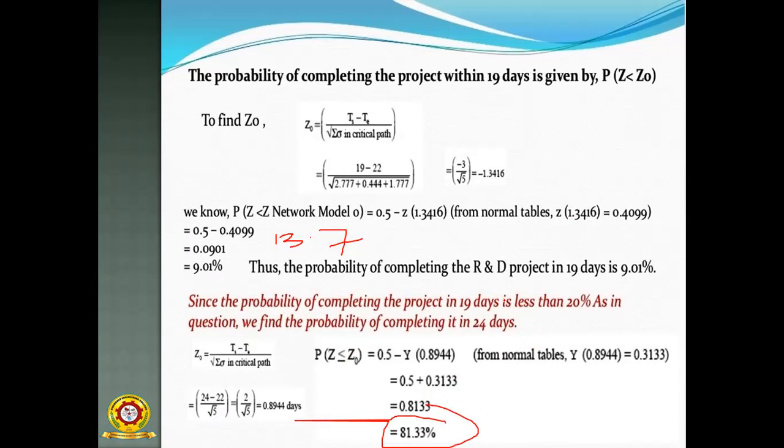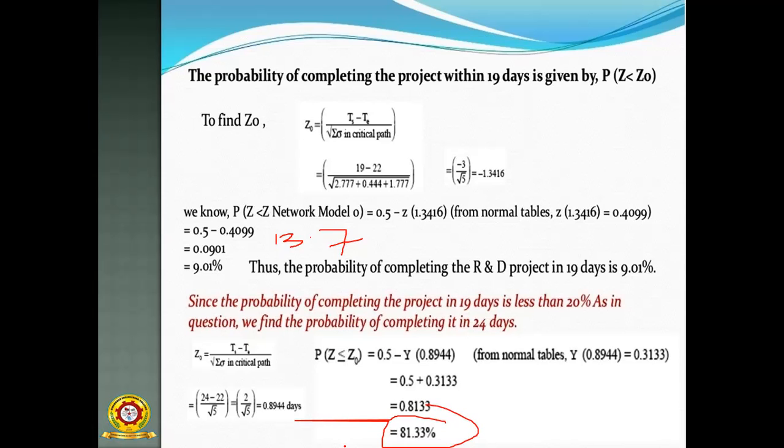Suppose you consider 19 days, then the probability of completing this project within the time is only 13.7%. That means 24 days is very comfortable to complete this project. Within 19 days, the probability is 13.7, so we are unable to complete the project. Finally, if the completion time is 24 days, the probability is 81.33%, so we can complete this project within the time period.